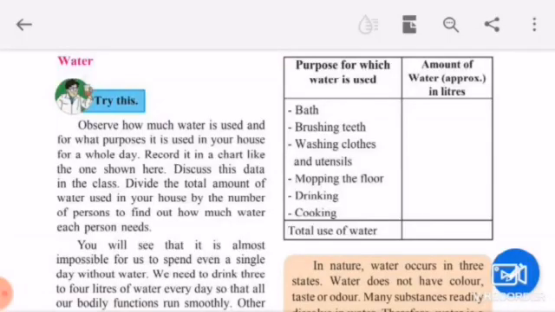Welcome students. Today let us continue our first chapter of science. In our last part, we have seen about air, a natural resource, in detail.